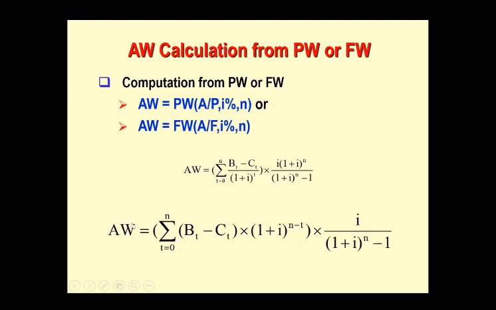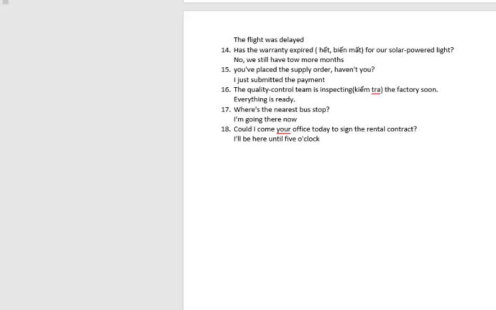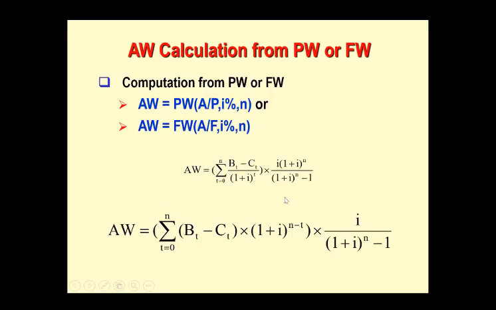The result we find by these formulas is NAW or NAV, net annual value or net annual worth, because Bt minus Ct is the net cash flow, which is the financial net cash flow. So this formula is used to calculate the net annual value or net annual worth regarding the revenue projects.